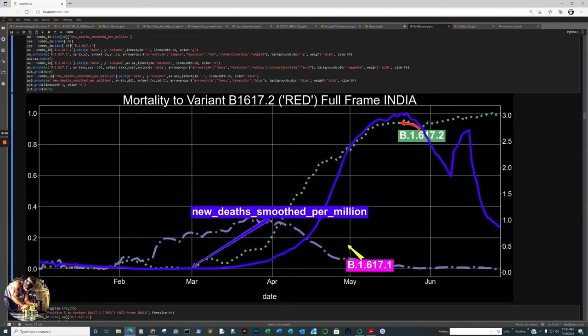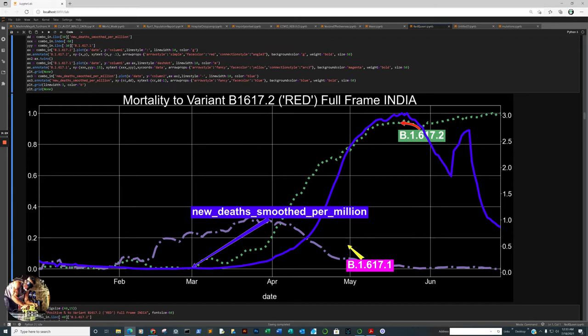All right, so now we look at mortality to the variant. All right, there's your variant, covered up here by the new deaths smoothed per million. Look at the drop there. Look at the rise there. Look at the drop there. All right, and again, you have to make the decision.